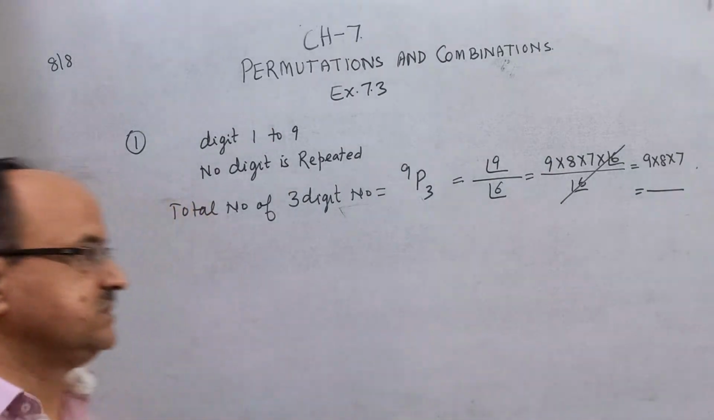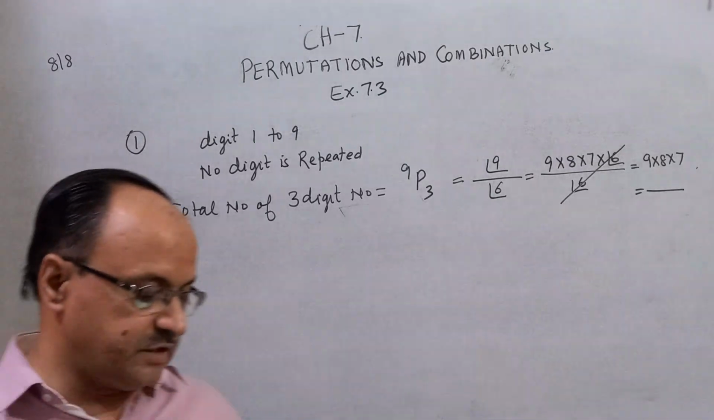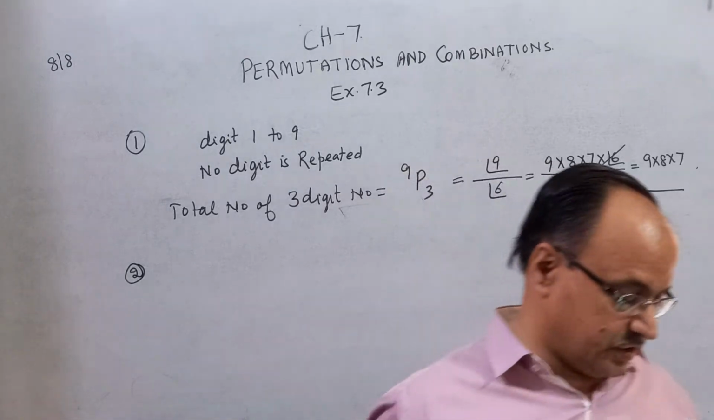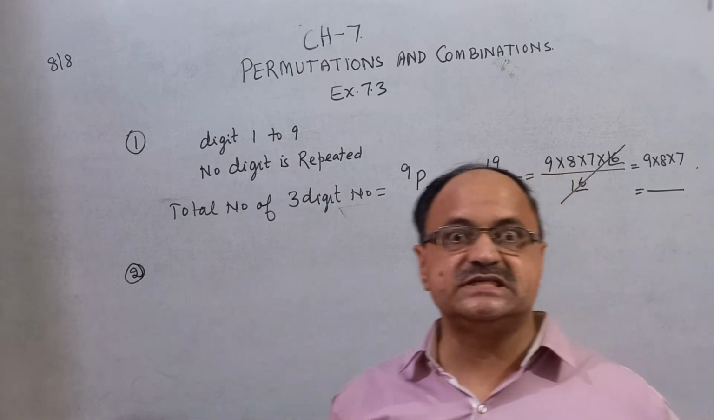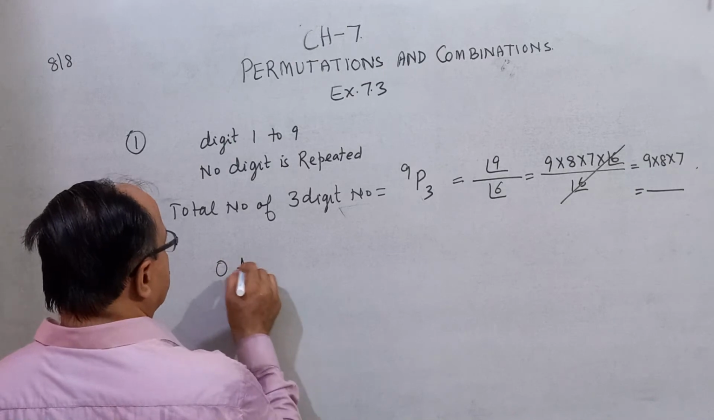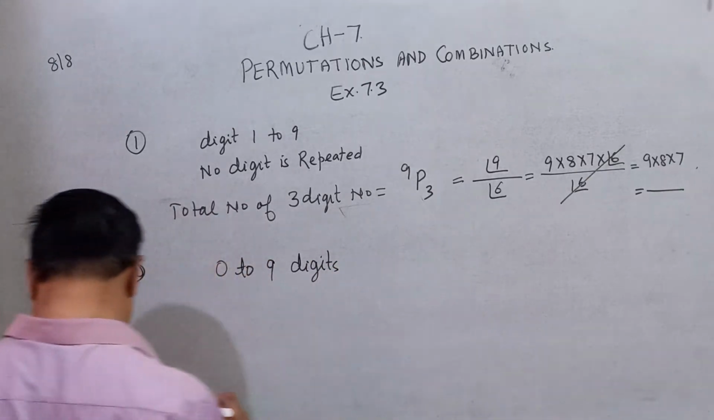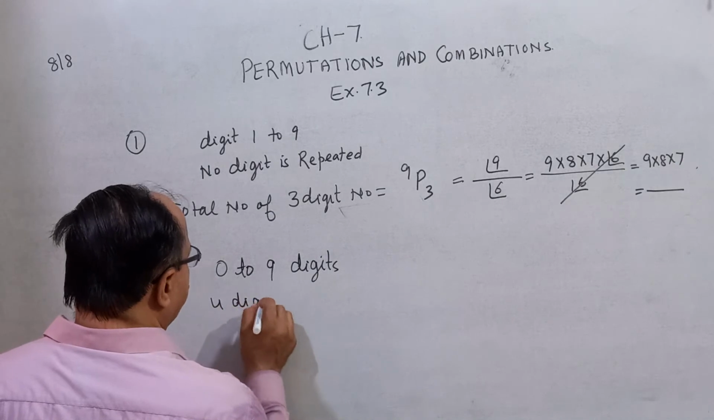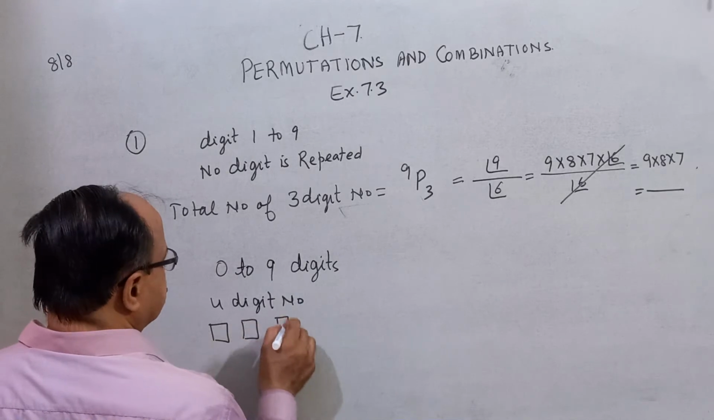Second, how many 4-digit numbers are there with no digit repeated? If the digits are not mentioned in the question, then always take the digits 0 to 9. And you want to solve the question for the 4-digit number. So there are 4 boxes here.